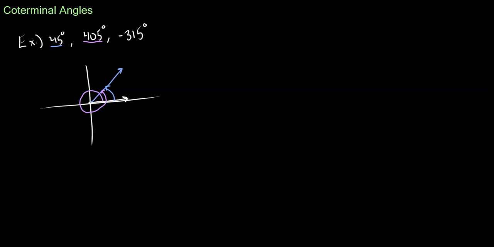Let's go ahead and do 315, or negative 315 degrees, I'll do in this color, and since this is negative, I'm going the opposite way. I'm going clockwise. So negative 90, negative 180, and negative 270, and I've got to go another negative 45 degrees. So notice that also ended up on the same terminal side. These all share the same terminal side.